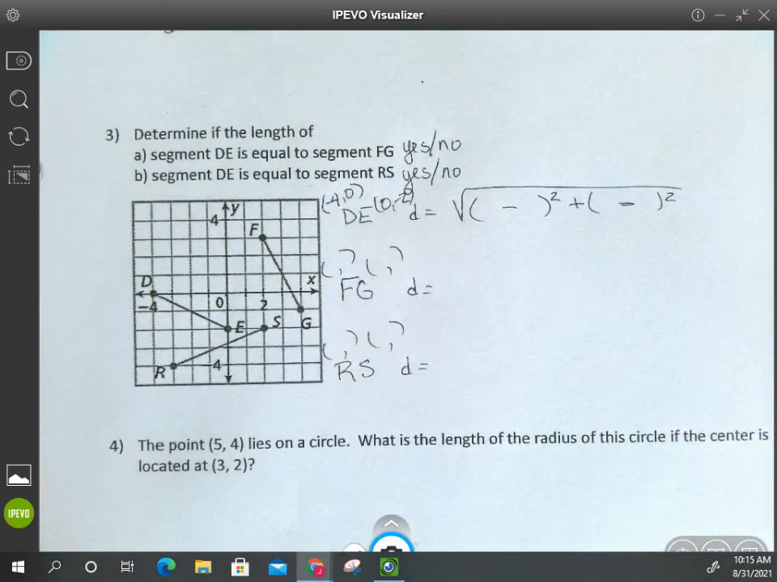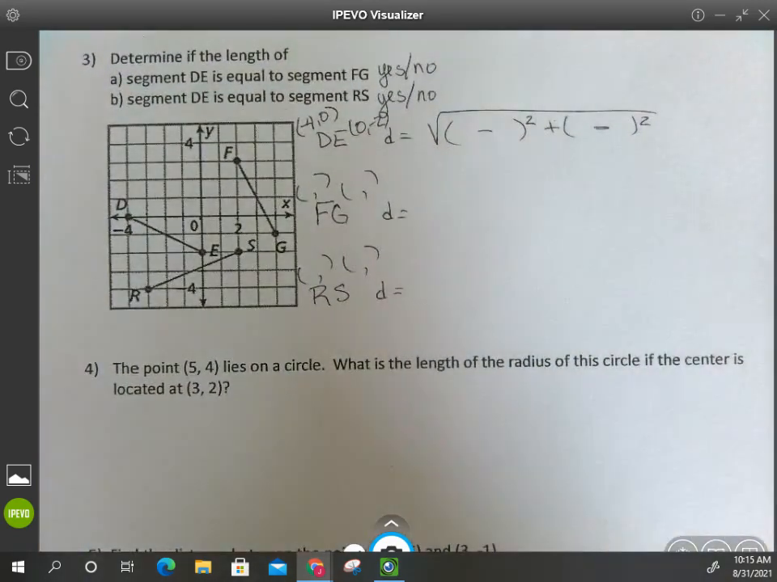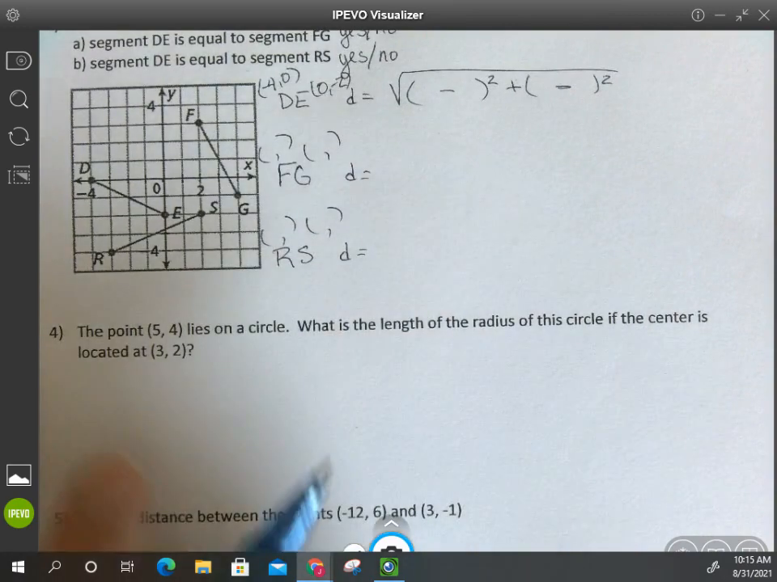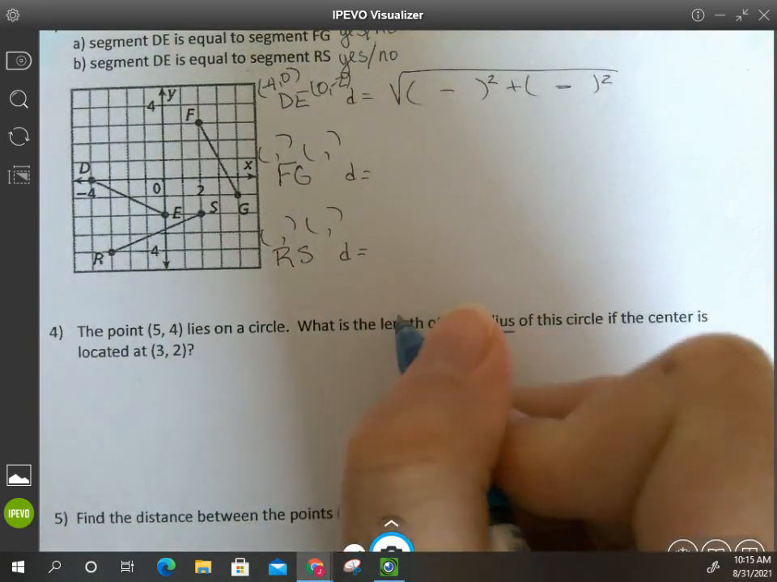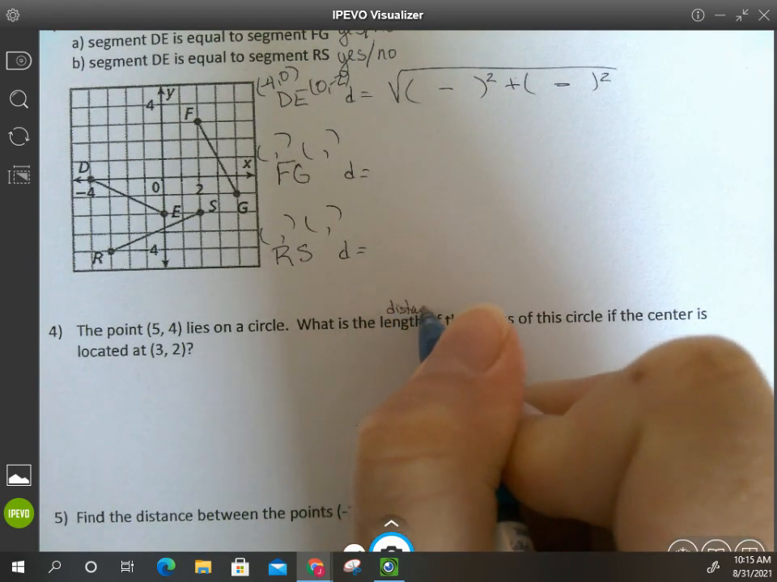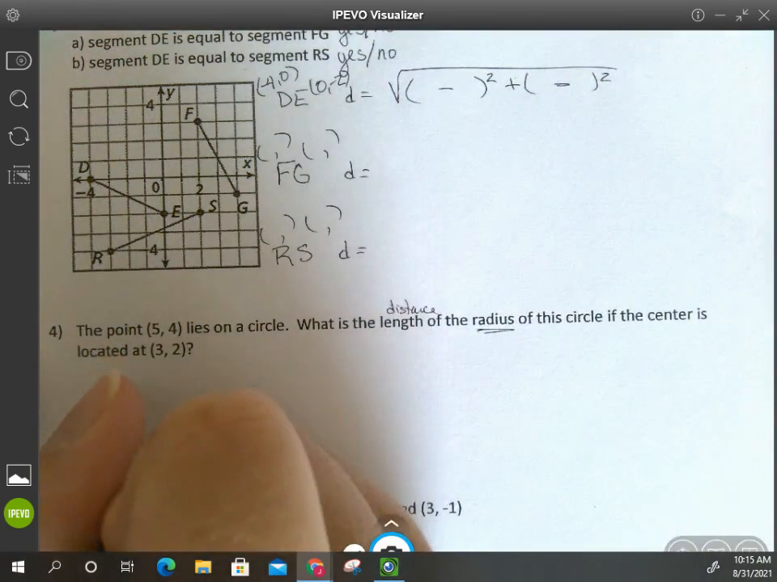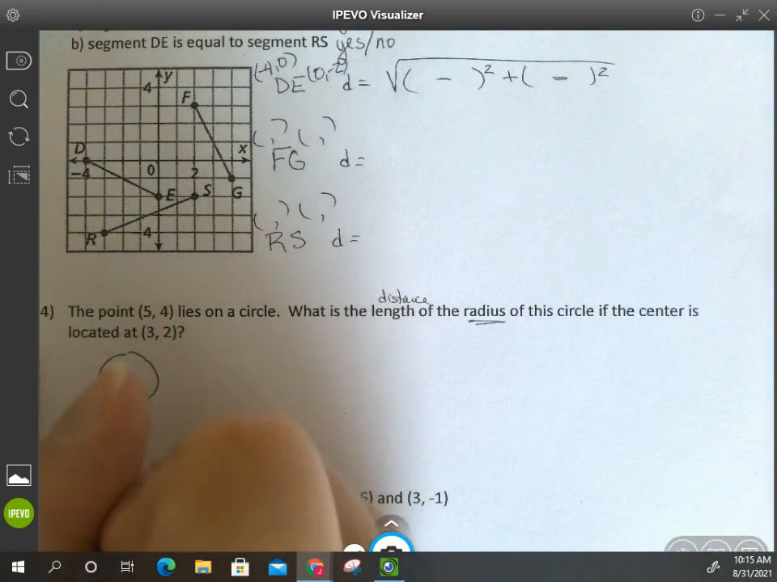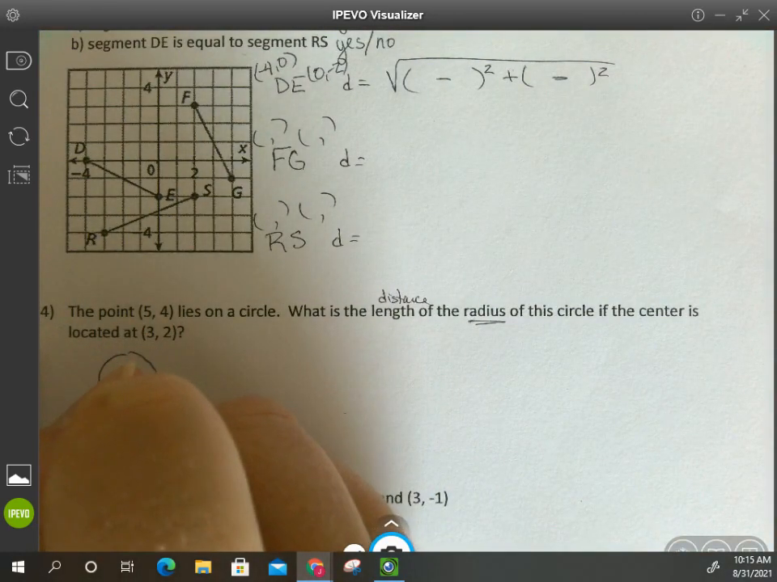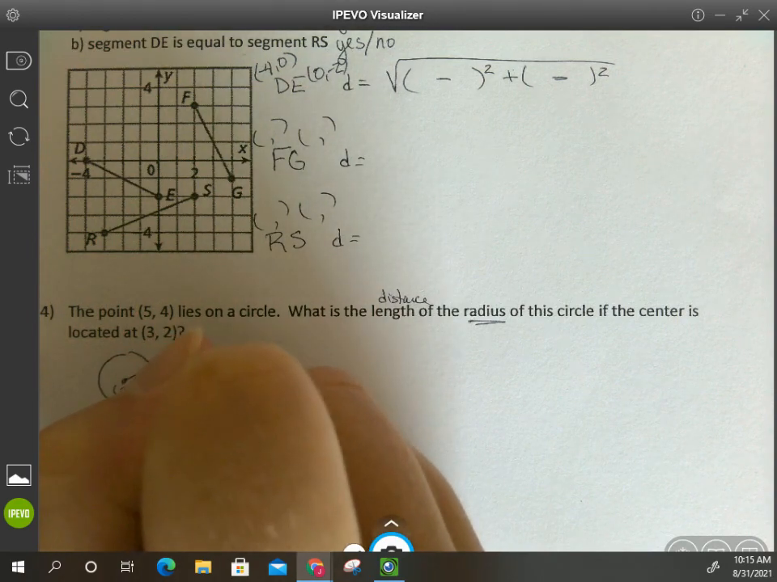Okay, stick with me. Again, I'm trying to prep everything so you don't get just stuck and you're like, I don't know what to do and I can't get to you right away. Number 4 should look really familiar. We have a point (5, 4) that lies on a circle. What is the length of the radius? So we want to find the distance or the length of the radius of the circle, and we have its center. So if you want a quick visual, here is my circle. My center point is located at (3, 2). And the point on the circle is (5, 4).